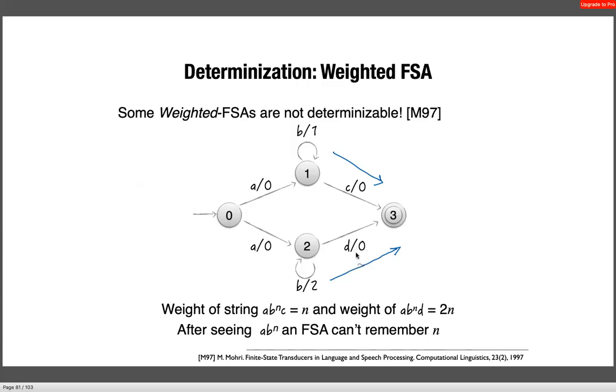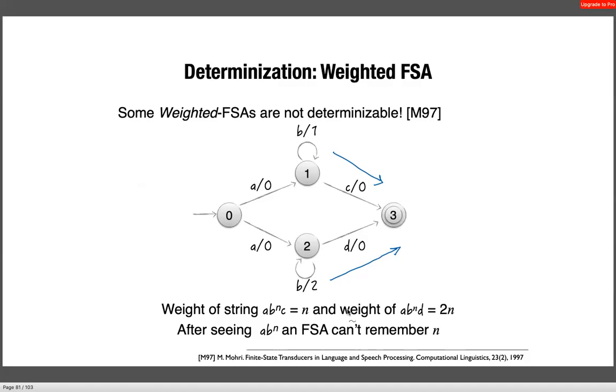So it needs to incur an additional weight of n, except at this state, after having seen A and then B n times, the machine cannot remember n because it's a finite state machine and n is unbounded, right? So after seeing this A, B, n, the machine won't be able to remember n. So then how can it make this decision, right? So that's one way to intuit that this is a machine which is not determinizable.